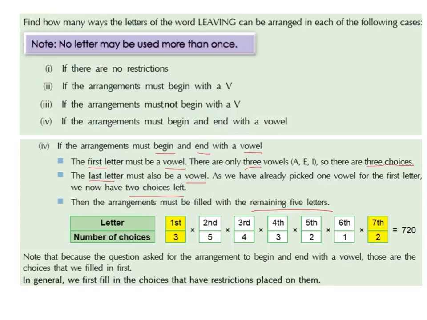720 choices. Note that because the question asks for the arrangements to begin and end with a vowel, those are the choices that we filled in first. In general, we first fill in the choices that have restrictions placed on them.